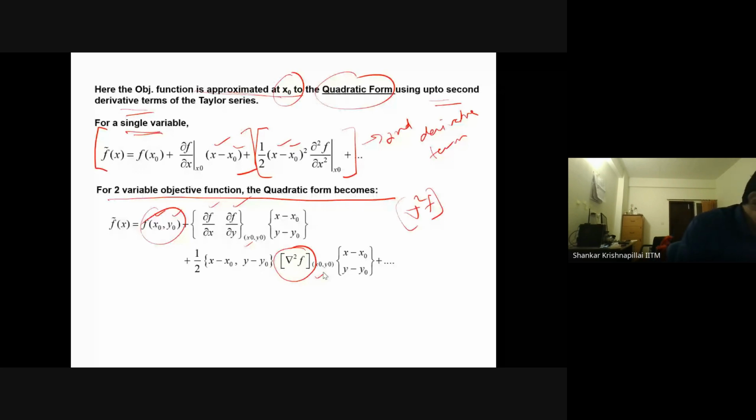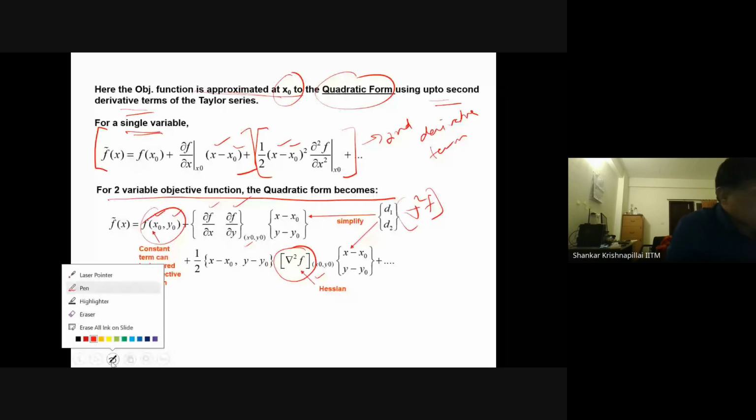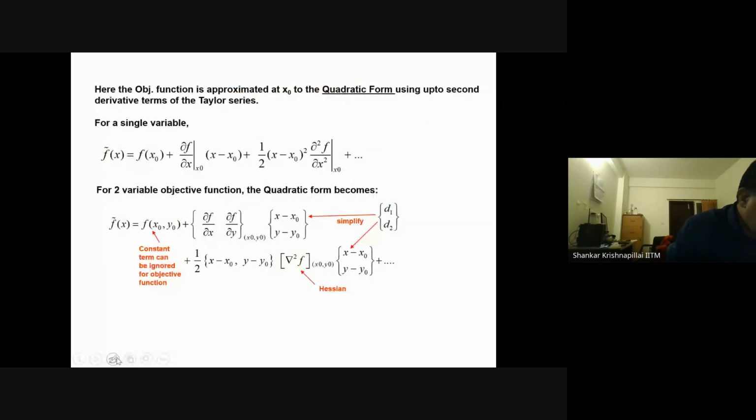Another important thing is that if you are doing the hand calculation, it is extremely difficult to pre-multiply and post-multiply with x minus x naught because so many terms will come. So what is done is that instead of x minus x naught, we put d1, and instead of y minus y naught, we put d2. Now everything is simplified. Later, in the end, you can replace d1 with x minus x naught and d2 with y minus y naught. So the difficult part is done using d1 and d2 only.